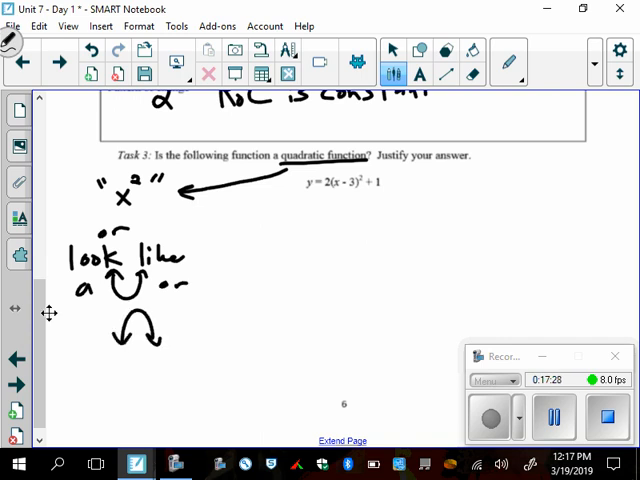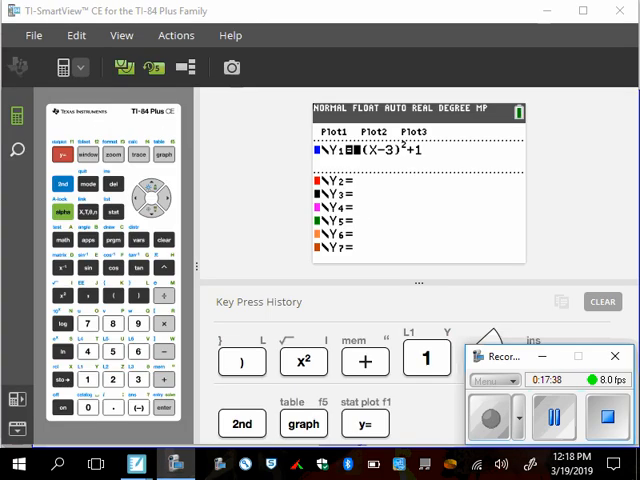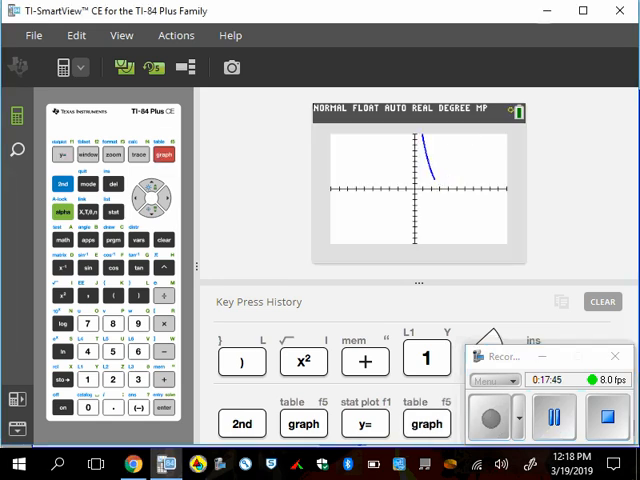So you have two choices. You can put this into y equals, okay? Or you could expand it to see that the highest exponent is an x squared. All right, so the way that I investigate this, I put it into my y equals, okay? I could hit graph and see what it looks like. To me, that looks like a parabola, so I would answer yes.